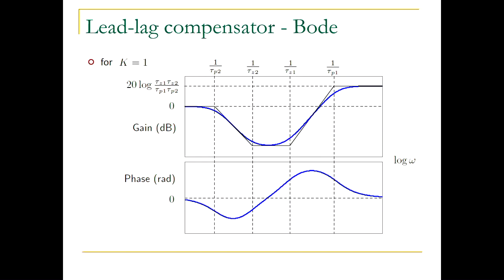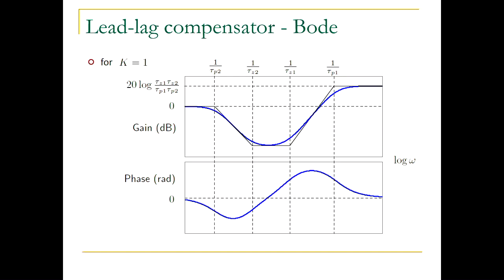You see, the lag part comes first in the lower frequency range, and then you have the lead part. So this is the phase, and this is the gain of this compensator. By the way, here it's assumed that k is equal to 1. If we assume that k is larger than 1, then the magnitude plot would shift up, whereas the phase plot stays the same. And if k is smaller than 1, then the magnitude plot will go down, whereas the phase stays the same.